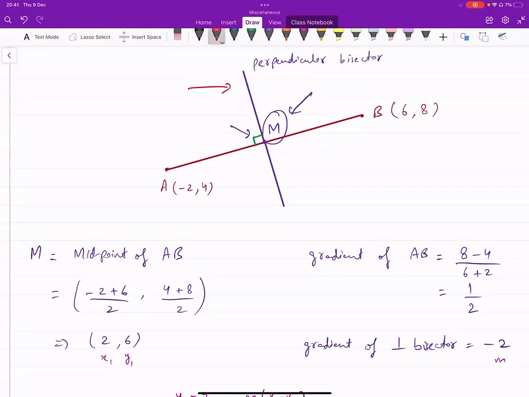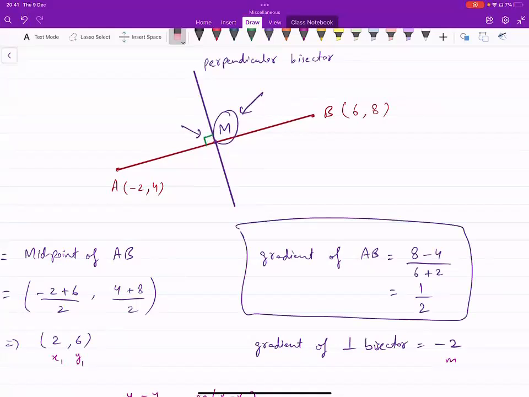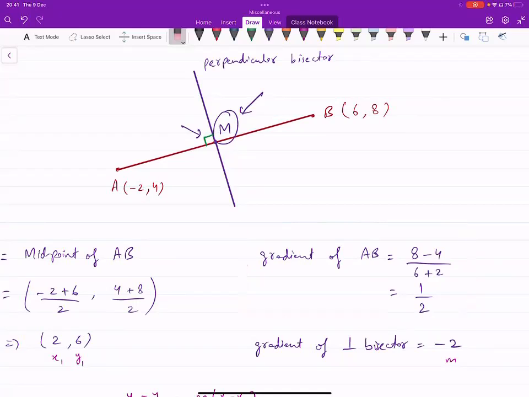How do you find the gradient of the perpendicular bisector? For that, what we can do is we can find the gradient of AB. AB का gradient निकाल लिया. So we find the gradient of AB here. And then we take the negative reciprocal of that, because remember, perpendicular lines के gradients जो होते हैं वो negative reciprocals होते हैं एक दूसरे के.